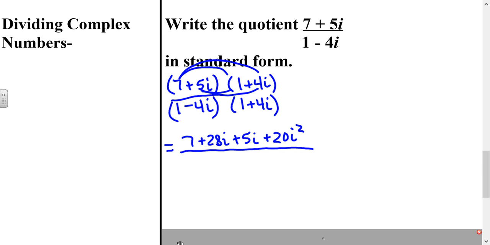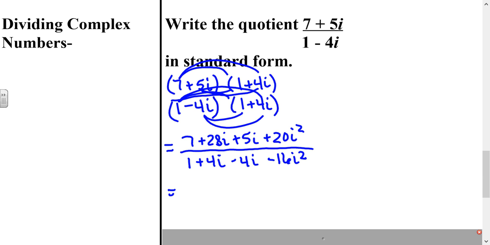For the bottom, I'm going to double distribute. So I'm going to take 1 times both numbers. So 1 times 1 is 1, and 1 times 4i is 4i. Then I take negative 4i times both numbers. So negative 4i times 1 would be negative 4i, and negative 4i times positive 4i would be negative 16i squared.